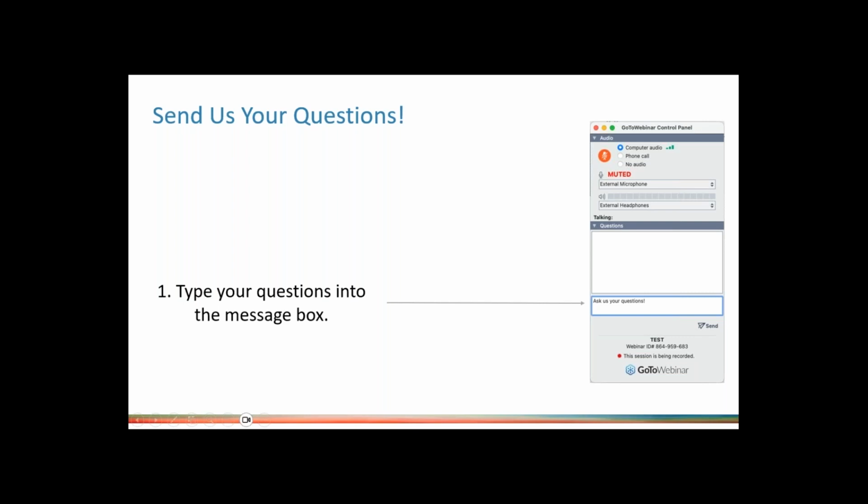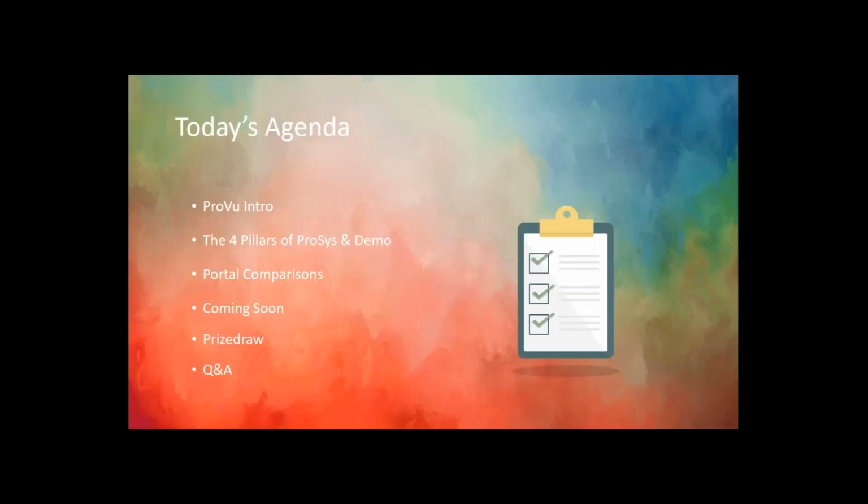So what we're going to cover in today's webinar: we're going to be looking at an introduction to ProVu, an overview really, and a little bit of history as well. We're going to look at the 4 pillars of ProSys with a little demo at the end. So we'll cover the building blocks of ProSys and how you can use it effectively. We're going to take a look at a portal comparison. So what does ProSys do against the industry standard? What's coming soon, so a roadmap, because we have lots of exciting things planned. And then we'll talk a little bit about the prize draw, and then obviously the Q&A section at the end, so get your questions in.